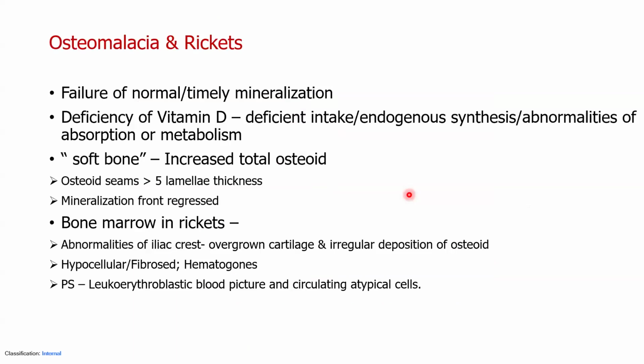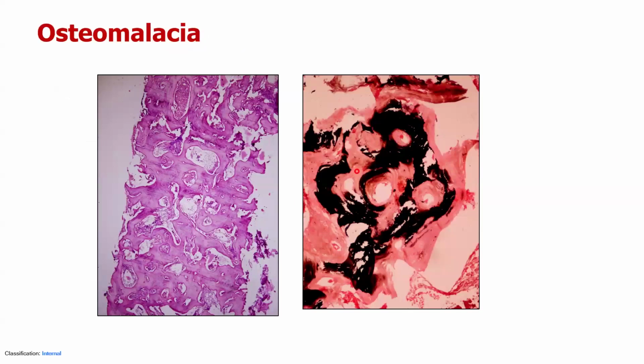In osteomalacia and rickets, there is failure of normal or timely mineralization because of deficiency of vitamin D. Vitamin D can be deficient either because of deficient intake or endogenous synthesis or abnormality in the metabolism. Although the total osteoid is increased, the bone is very soft. In rickets, there are abnormalities of the iliac crest, there is overgrown cartilage and irregular deposition of osteoid. So in this condition, there is too much bone and too little marrow. Marrows can sometimes show fibrosis. These patients will present with pancytopenia.